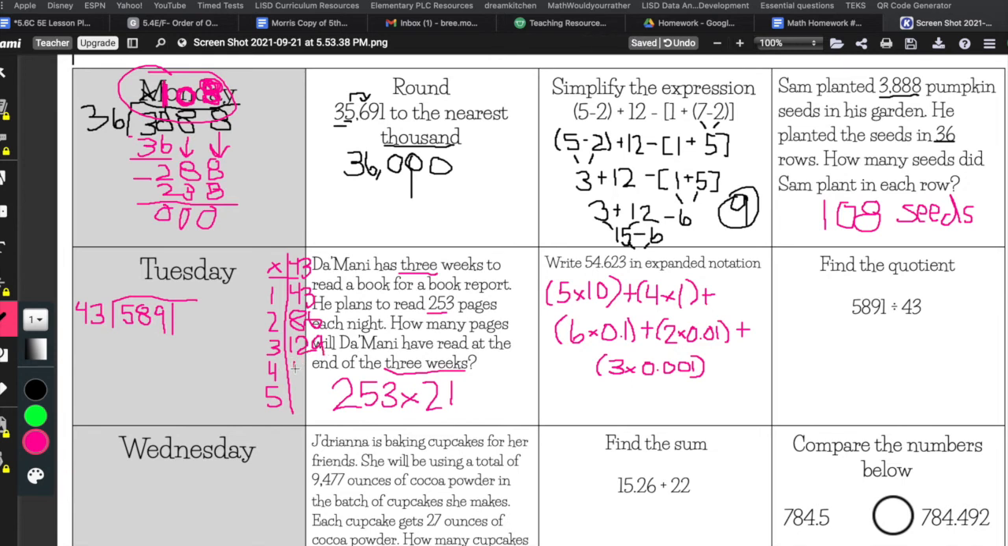Times 4 is 172. And times 5 is 215. Okay, you have enough to get you started. Do your division. Again, if you need help, let me know.